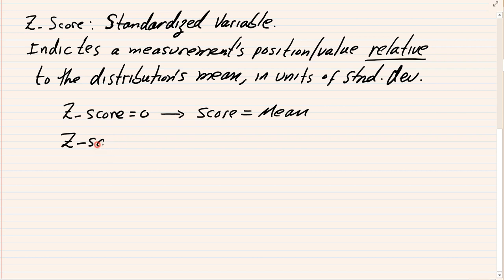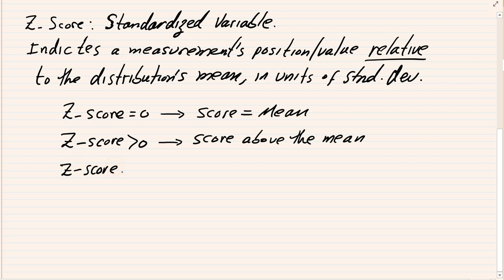Let's see, so we're going to talk about a z-score that is positive. If it's positive, that means the score, the actual score, is above the mean. We're talking about the score here meaning the value of the variable, or the measurement. It's above the mean. And if a z-score of a value turns out to be negative, that means simply the score is below the mean. Below the mean. And that's all that is.